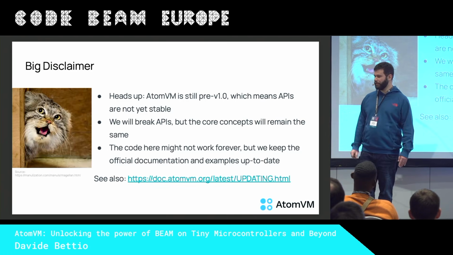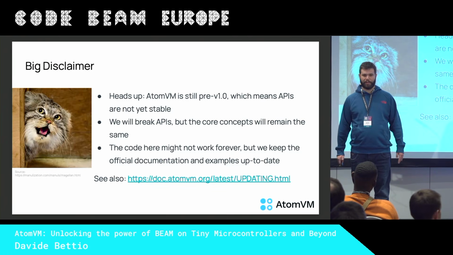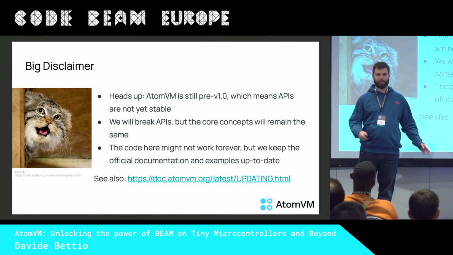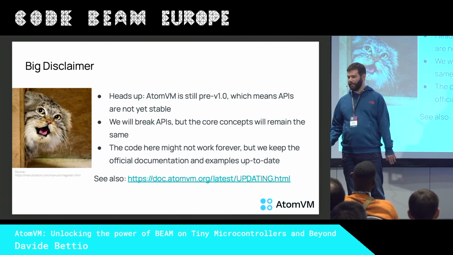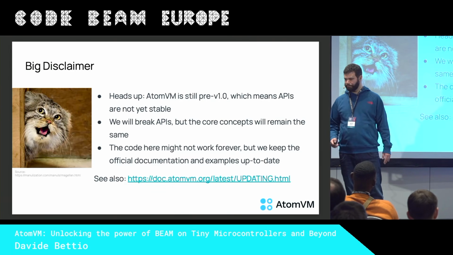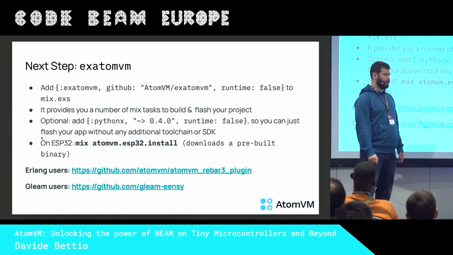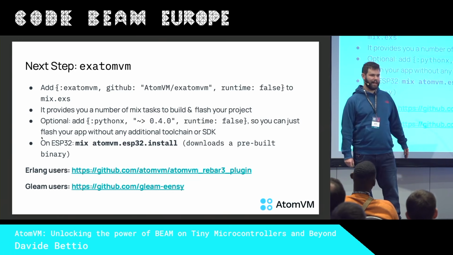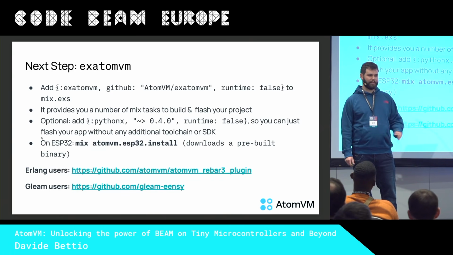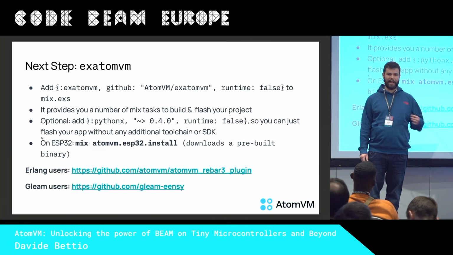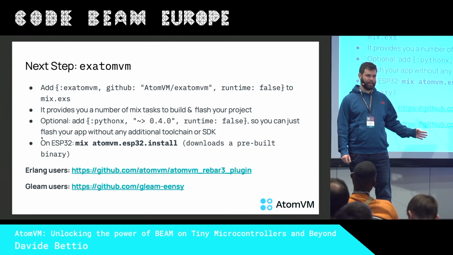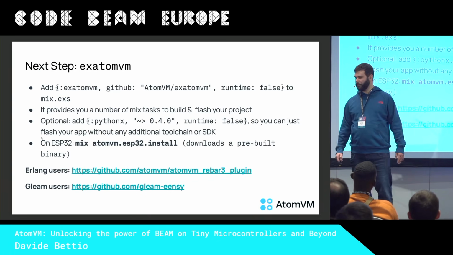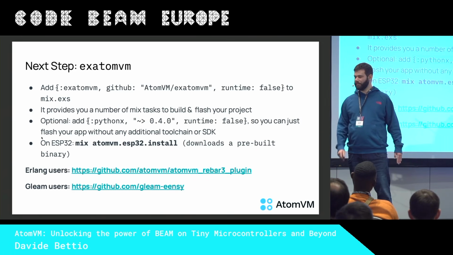So if you take a look at our documentation, you can stay up to date and know how you can update your project and also how the concept will change. I mean, the API will change. Also, there is a further disclaimer: because we have limited time, I will show you how to do this with Elixir, but the same can be done with Erlang. There is a Rebar3 plugin, and you can also do this with Gleam. I'm not a Gleam expert, but I know there has been some work.